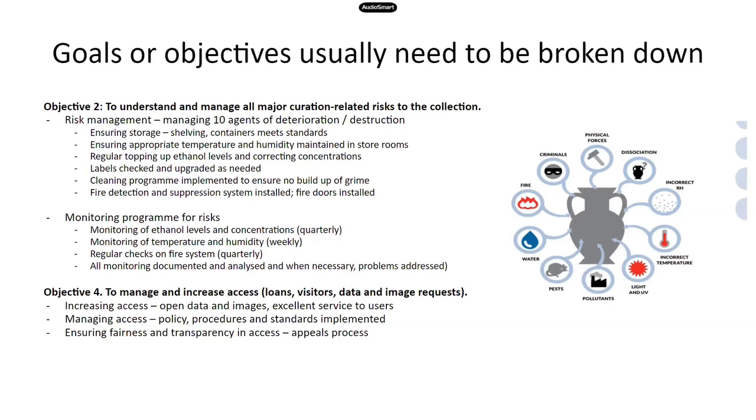Monitoring program for risks, also under objective 2. And objective 4, manage and increase access. So you've got to break that down, and it might be things like increasing access, so open data and images, excellent service to users. And even there, you'll break that down again. So you're going to break down, keep breaking down until it's a very, very specific, clear action that's needed.